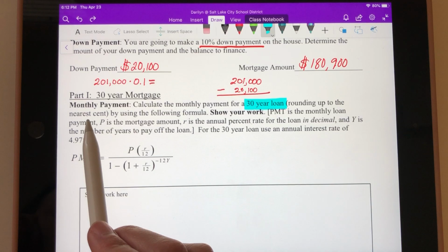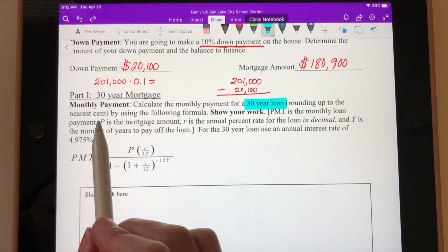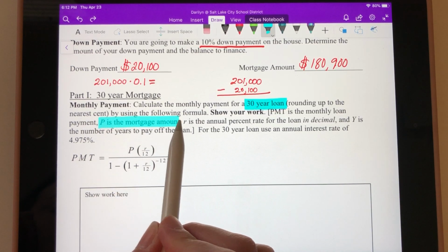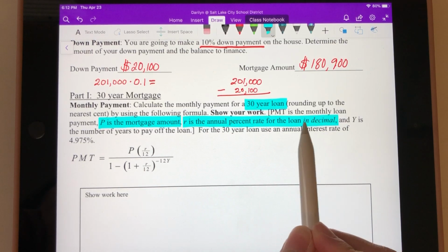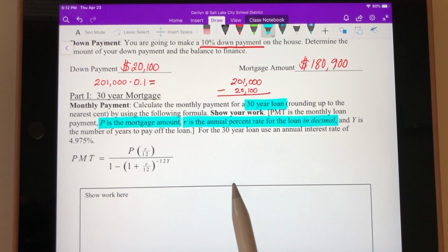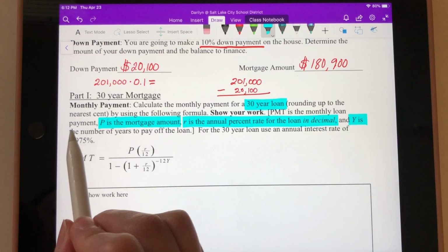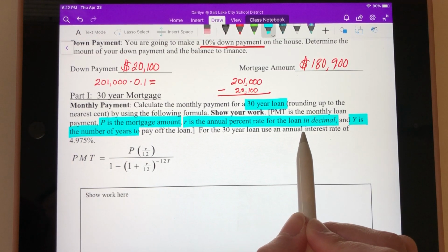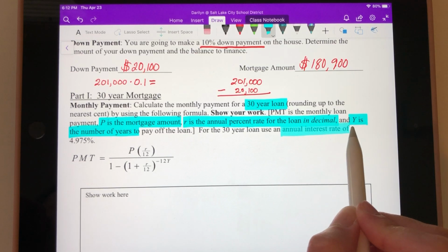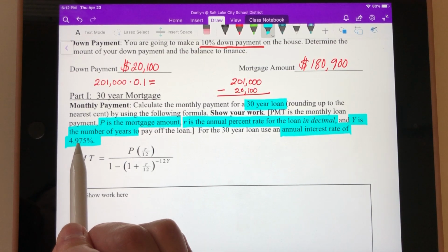PMT is the monthly loan payment. P is the mortgage amount. R is the annual percent rate for the loan in decimal form. Always use the decimal form of the percent. Y is the number of years. And then for the 30-year loan, use an annual interest rate. So my interest rate is going to be 4.975%.